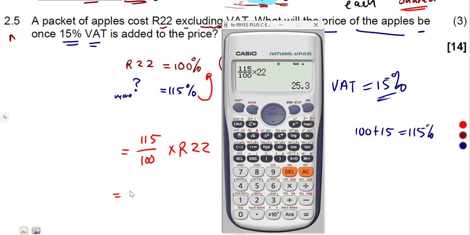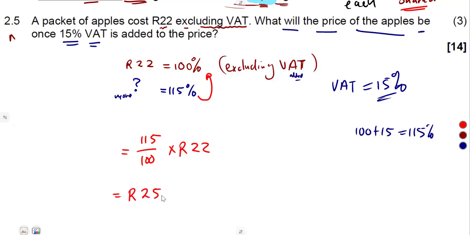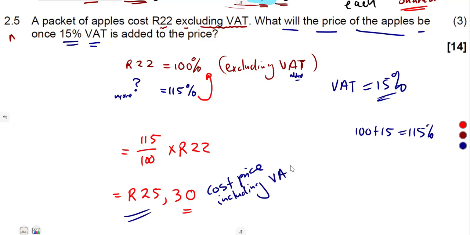So we have got 25,3. Remember, this is money, so we're going to put another decimal place, 2 decimal places. So meaning to say, including VAT, this is our cost price now. This will be our cost price, including what? Including value added tax, including VAT.